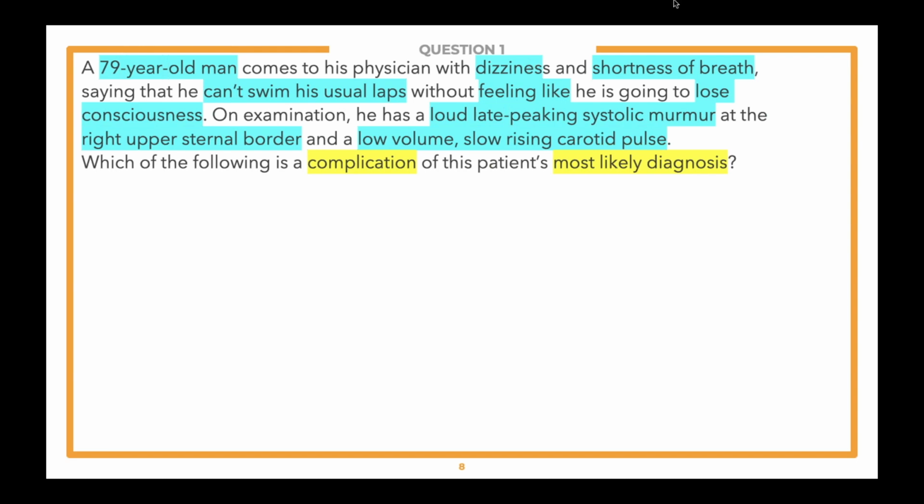So then they're asking us about a complication of the most likely diagnosis. So I think we've got a two-step question here. We've got to piece together those clues and come up with what we think is the most likely diagnosis. And then two, we've got to figure out what is a complication of that most likely diagnosis.